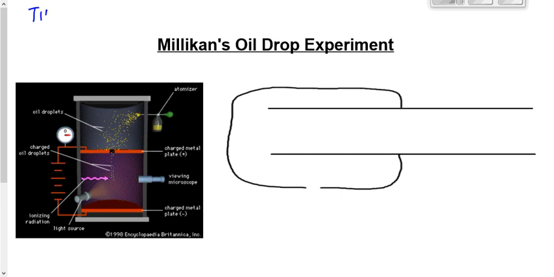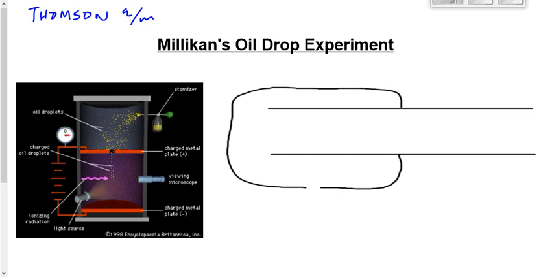Thomson found the charge to mass ratio of an electron, and that's what ultimately gave him credit for the discovery of the electron. He didn't want the charge to mass ratio per se. He wanted the charge and the mass of the electron. But he couldn't find it.